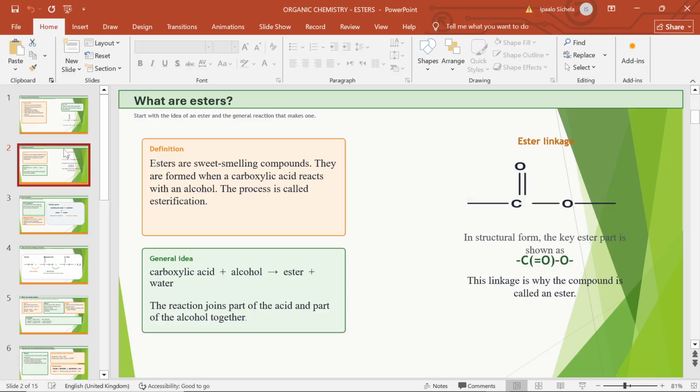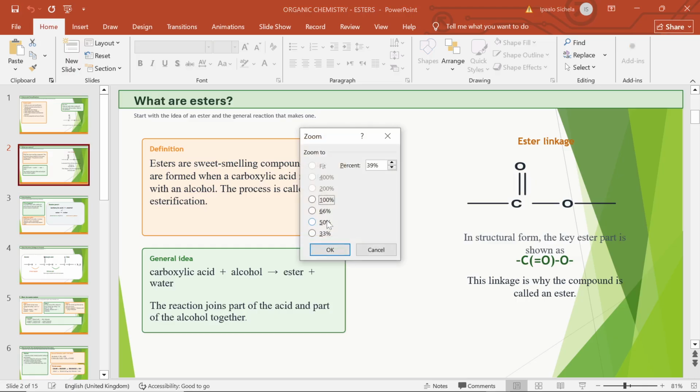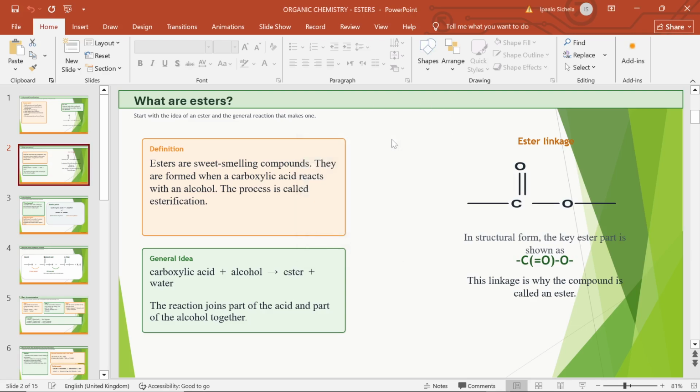So we'll start by defining what an ester is. So what are esters? Esters are sweet smelling compounds formed when a carboxylic acid reacts with an alcohol, and this process is called esterification. So esterification is the process by which a carboxylic acid reacts with an alcohol to form an ester and water. So not only is an ester formed, but also water. Water is a byproduct of esterification.